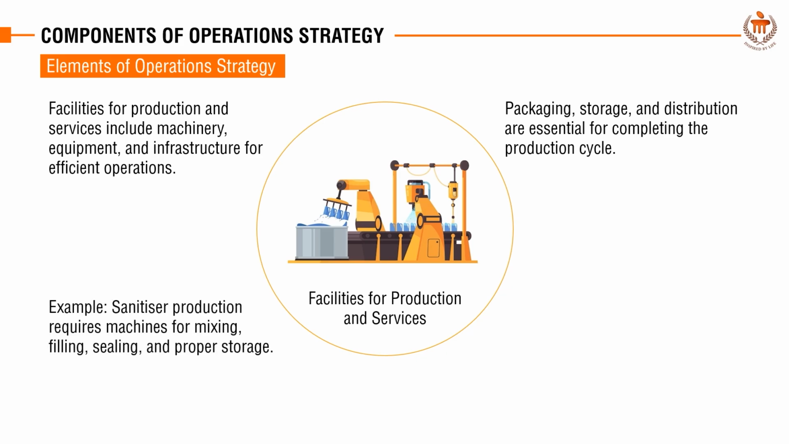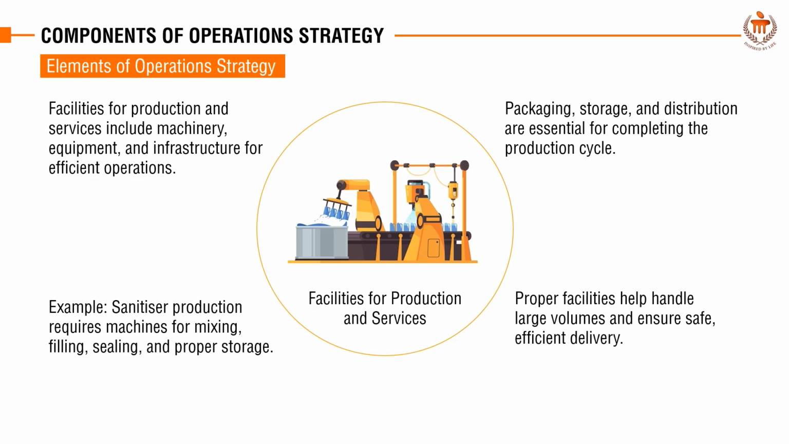For instance, while producing sanitizer, the production system would require different types of machinery for mixing chemicals, filling bottles, and sealing them. Proper packaging such as bottles of various sizes must be selected, along with the appropriate storage facilities to handle large volumes of finished products, ensuring safe and efficient delivery to the market.